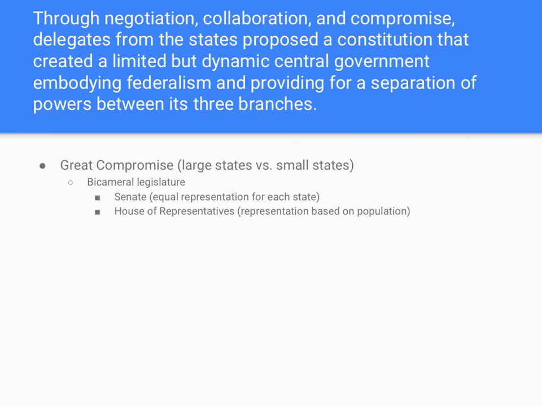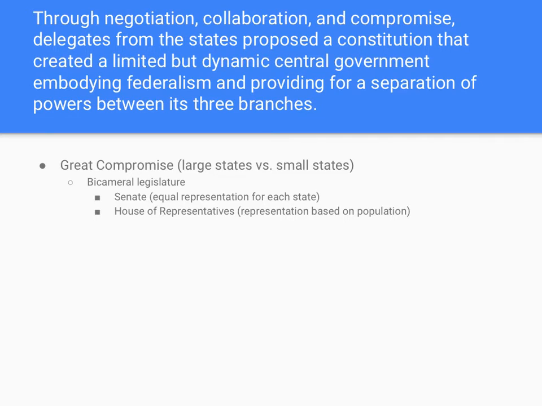The next concept reads, through negotiation, collaboration, and compromise, delegates from the states proposed a constitution that created a limited but dynamic central government embodying federalism and providing for a separation of powers between its three branches. Now, those are terms that we discussed on the previous slide. We're still talking about the creation of the Constitution here.